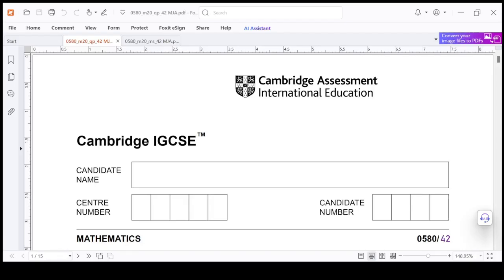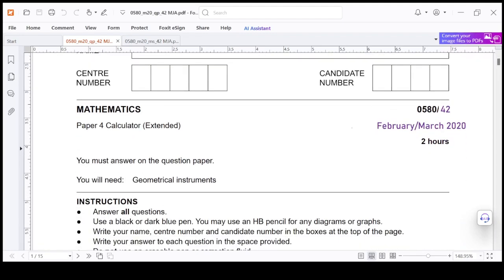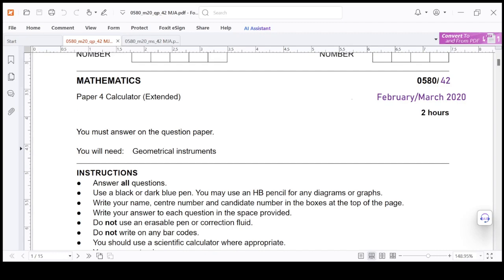Hello everybody, today we're solving this paper which is February-March 2020, paper 4.2. I've tweaked this paper so that it's according to the new syllabus which is syllabus 2025.